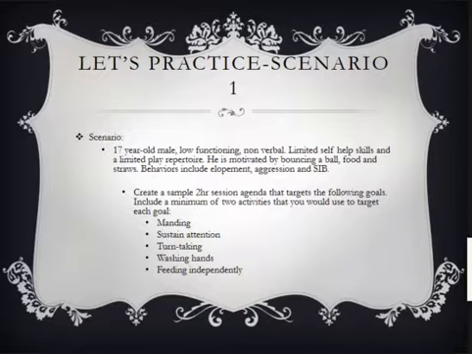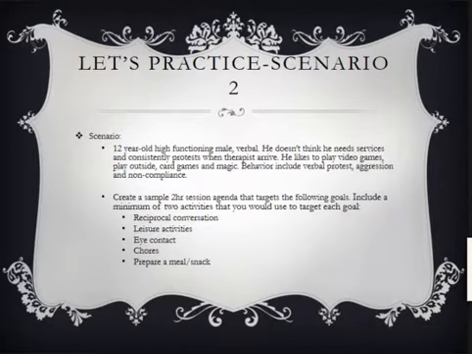Okay. So you 2 are going to have scenario 2. You are working with a 12-year-old high-functioning male who is verbal. He doesn't think he needs services and consistently protests when the therapists arrive. He likes to play video games, play outside, card games, and magic. Behaviors include verbal protests, aggression, and noncompliance. So you're going to create a sample 2-hour session that targets the following goals, again, doing a minimum of 2 activities for each goal. Reciprocal conversation, leisure activities, eye contact, chores, and preparing a meal. Do you ladies have any questions about that scenario? Do the targets make sense?